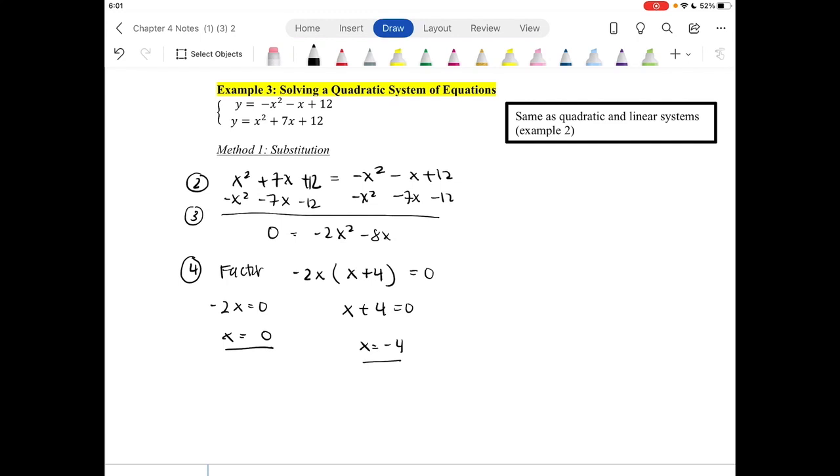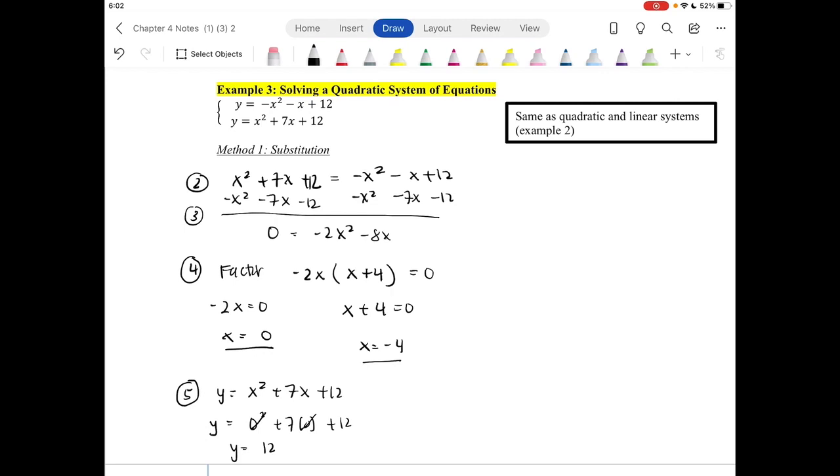So now we have our x portions of the solution, but we need to find the y portions. Let's plug these both back into the equation y equals x squared plus 7x plus 12. Starting with x equals 0, y will be equal to 0 squared plus 7 times 0 plus 12. So really, y just equals 12.